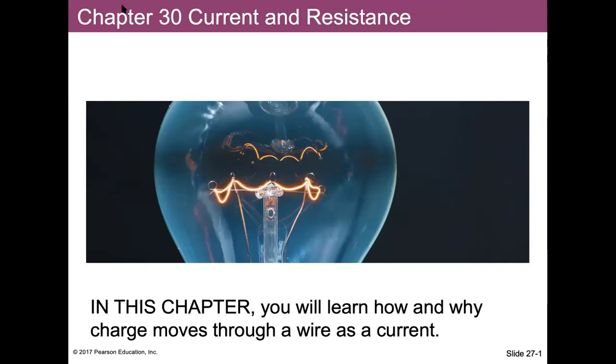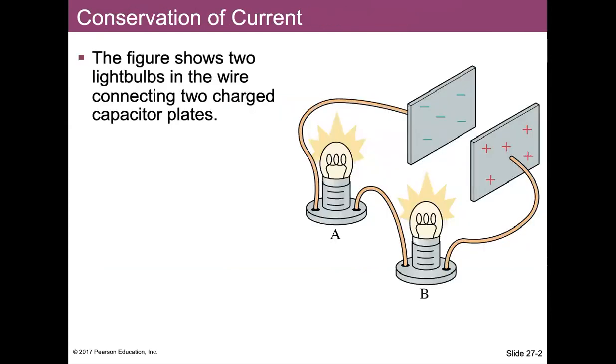So let's get started by looking at this idea of conservation of current. This figure shows two light bulbs inside our wire that is connecting our charged capacitor plates. We had our charged capacitor plates and we connected them with a wire to discharge them. Now that we have light bulb A and light bulb B in the circuit of our wire, we can see that those will actually light up as the capacitor discharges.